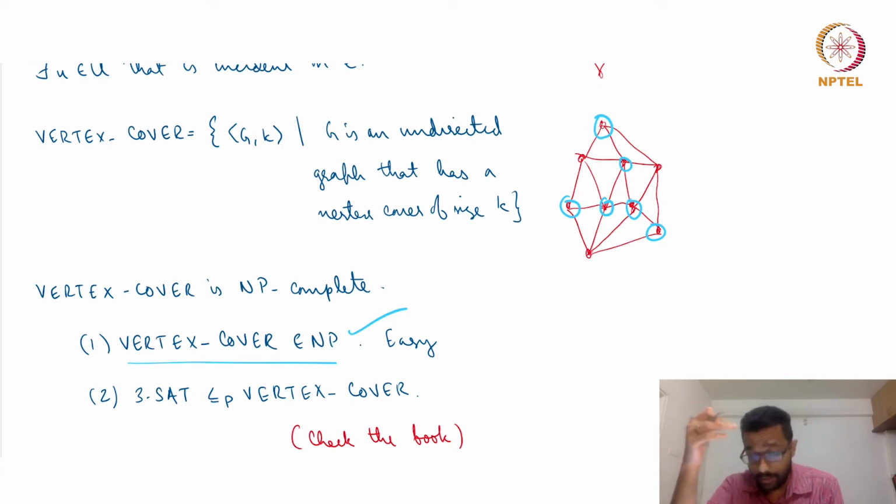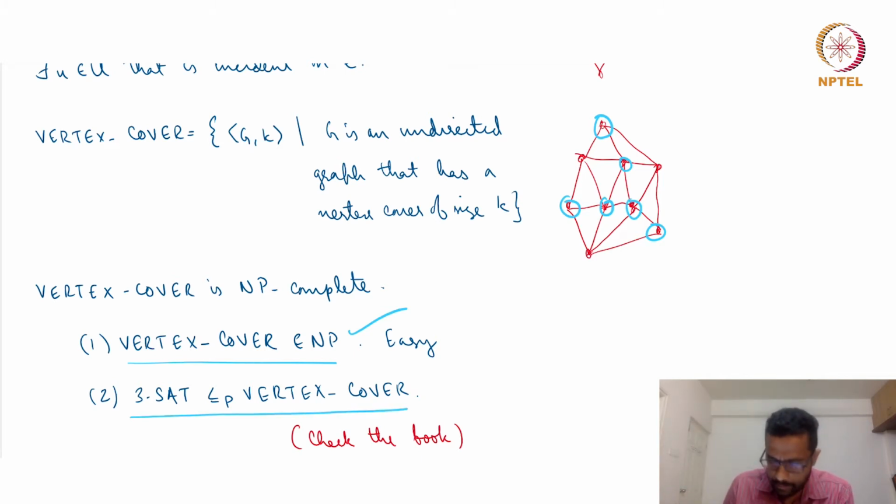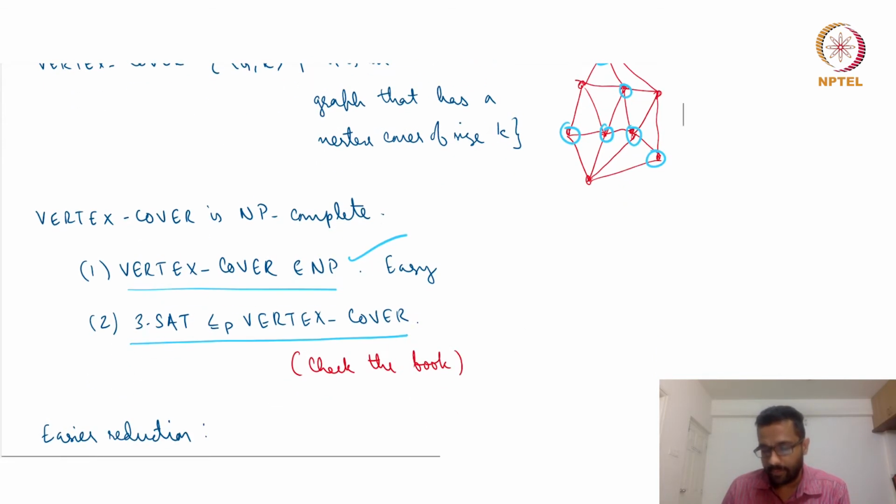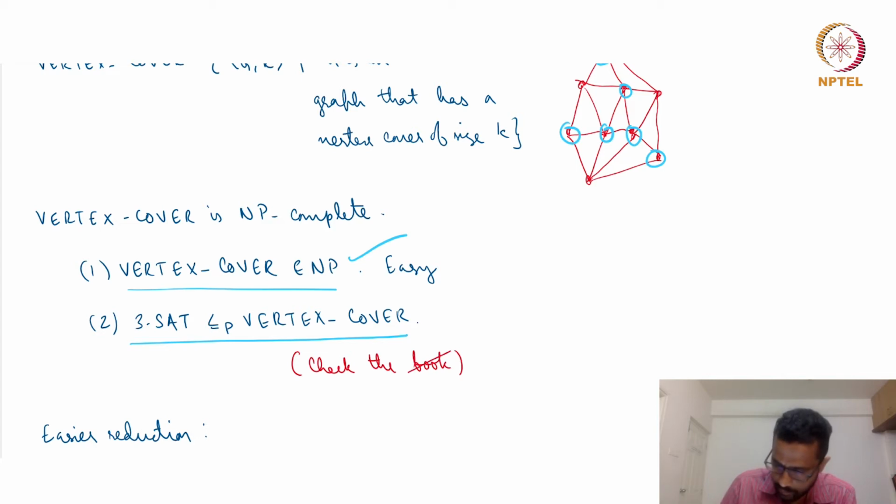We can do that by reducing 3SAT to vertex cover, right? 3SAT is a known NP complete language, so we could reduce that to vertex cover. This is there in the book, meaning Sipser. This is there in Michael Sipser's book. You could have a look at that, but there is also a simpler reduction.